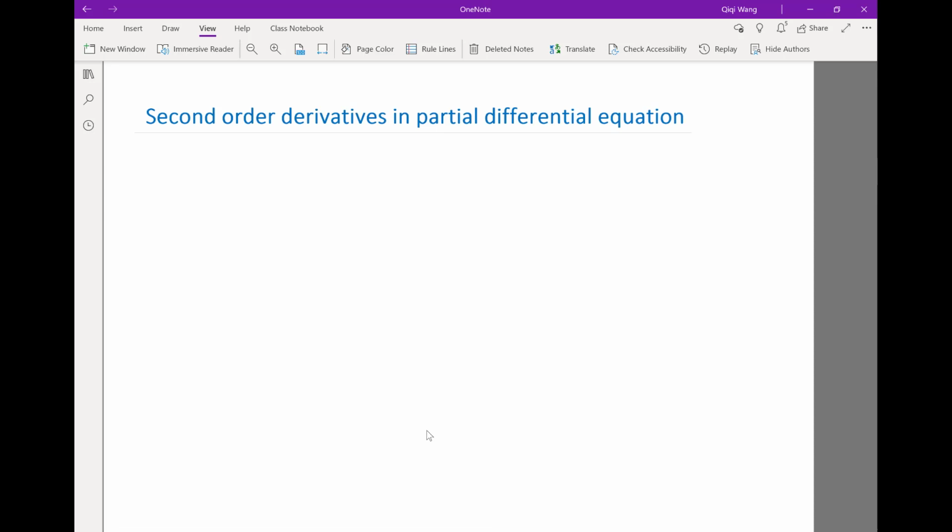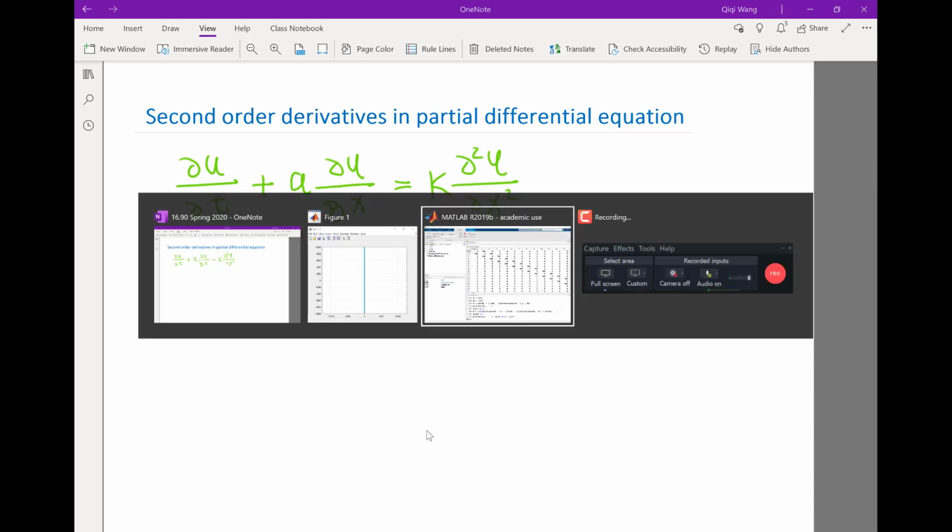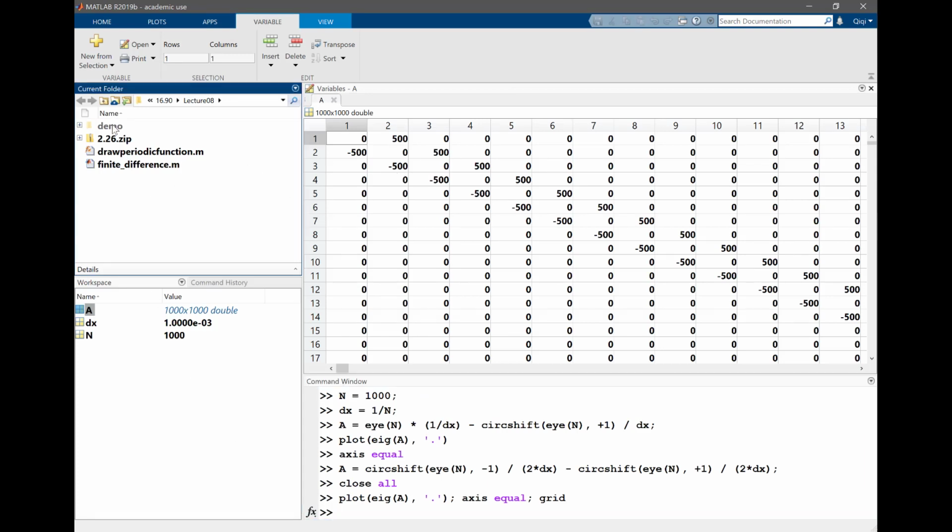So remember, we started by simplifying this differential equation, du/dt plus a times du/dx is equal to kappa times d²u/dx², right? And we said, let's say kappa equal to 0 to start with. Let's now take our view a little bit further to include the case where kappa is not exactly equal to 0. And let's start by looking at the case when kappa is pretty small, right?